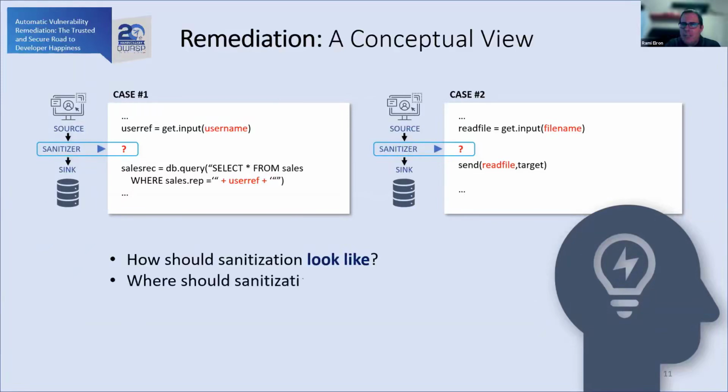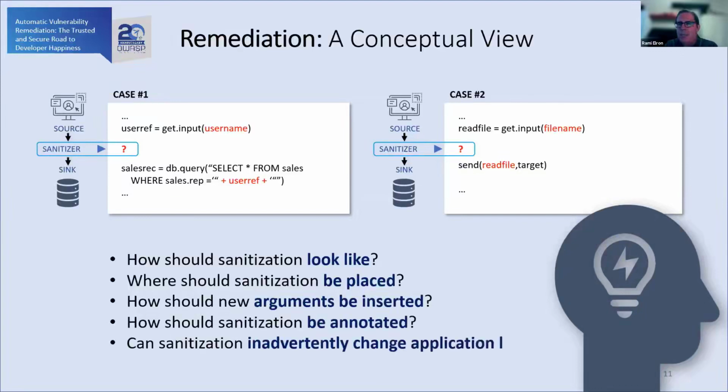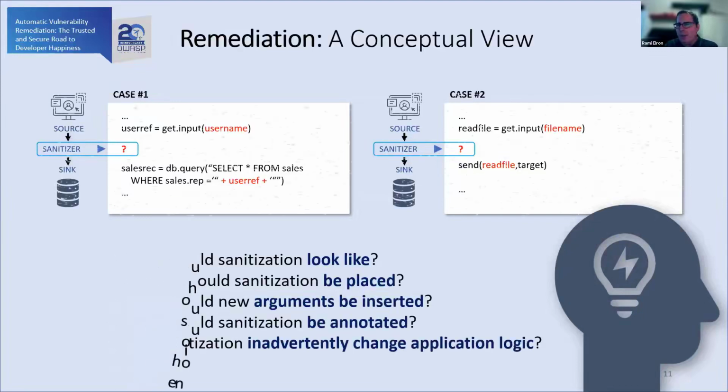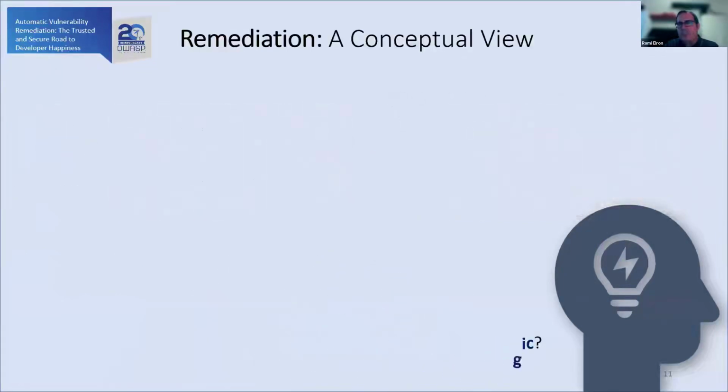How should sanitization look? Importantly, where should it be placed? How should new arguments be inserted? How should sanitization be annotated? And can sanitization inadvertently change the logic of the application? Most developers don't really, or perhaps even can't, give a second thought to preserving such knowledge.